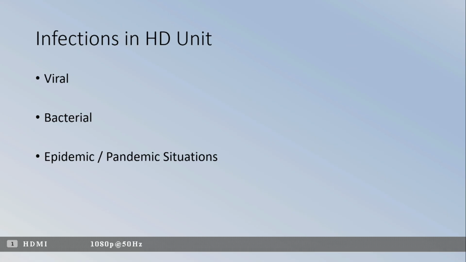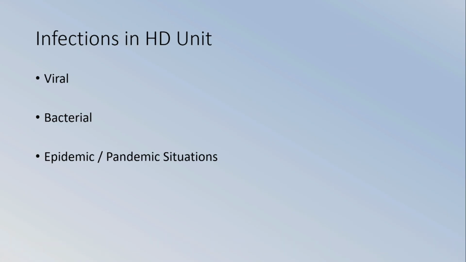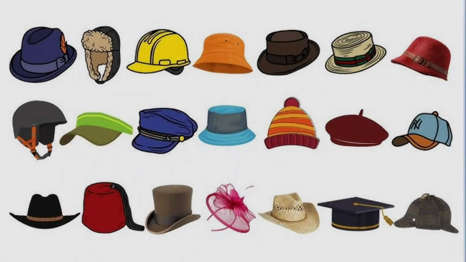I'm going to quickly look at viral, bacterial, and then a little bit about epidemic and pandemic situations. Okay. So before we start, we will have to go to a good store, maybe multiple stores, and buy lots of different hats and fill our wardrobe with lots of hats, because you're going to need to wear different hats if you really want to reduce the number of infections in dialysis unit.